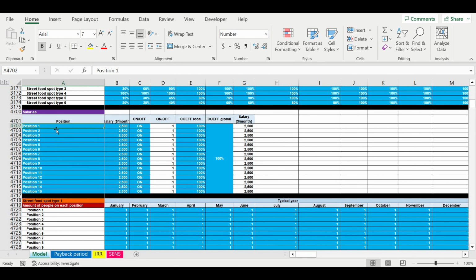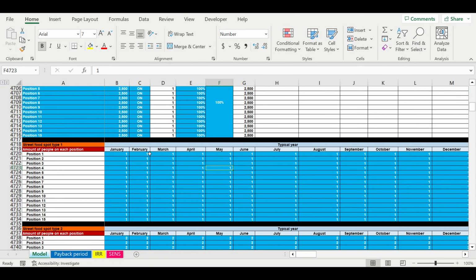Then we start describing the salaries of the people who work in our chain. So this is the list of positions. This is the salary monthly paid to this one person on each position. We can switch on and off this position from calculations. We can also add coefficients. We can play with coefficients.